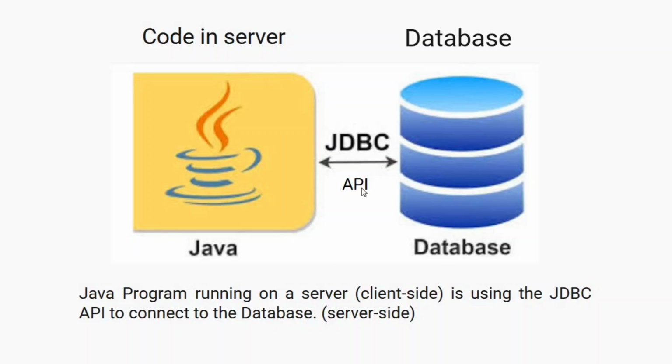Now, what is JDBC? JDBC is the API which takes requests from the Java program that is present in this server and retrieves the actual data from the database. Here, consider this Java program in the server as the client side and the database as the server side, and JDBC is the API that takes the request from the server and fetches the response from the database. In other words, finally I want to say JDBC acts as a bridge between the Java application and the database.